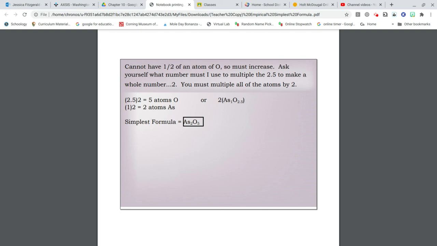So we need to multiply both of these number of atoms by 2 to get them to whole numbers. So that means we'll end up with 5 oxygen atoms and 2 arsenic atoms. Or you could look at it like this, where you're going to distribute that 2 to the formula that you started with, arsenic as being 1 and oxygen as being 2.5, to get your simplest or empirical formula with all whole numbers. So you have arsenic is 2 and oxygen is 5.